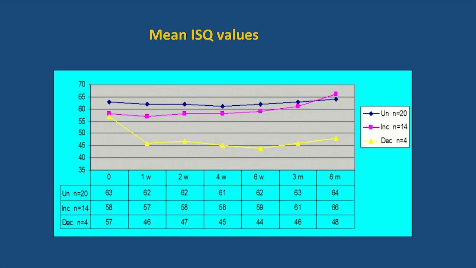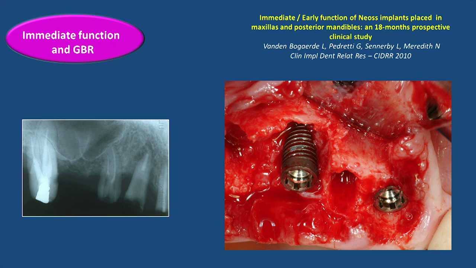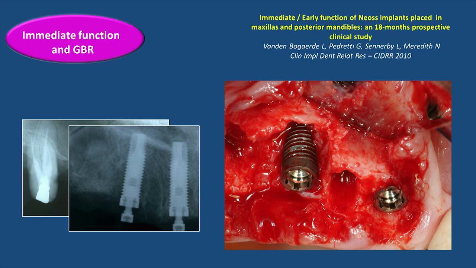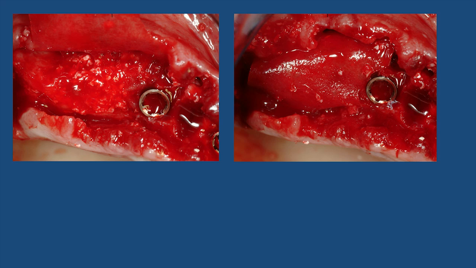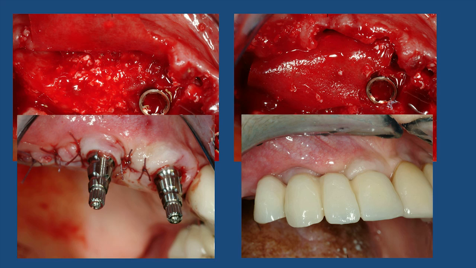The immediate function in combination with GBR is one of the most challenging situations. Look at this case, two teeth in the upper jaw replaced by implants, and you can see the ISQ value at these implants. The first one is very stable, the other one has a borderline ISQ value. So I applied the regenerative procedure with bone graft, resorbable membrane, immediate impression, and temporary bridge application.